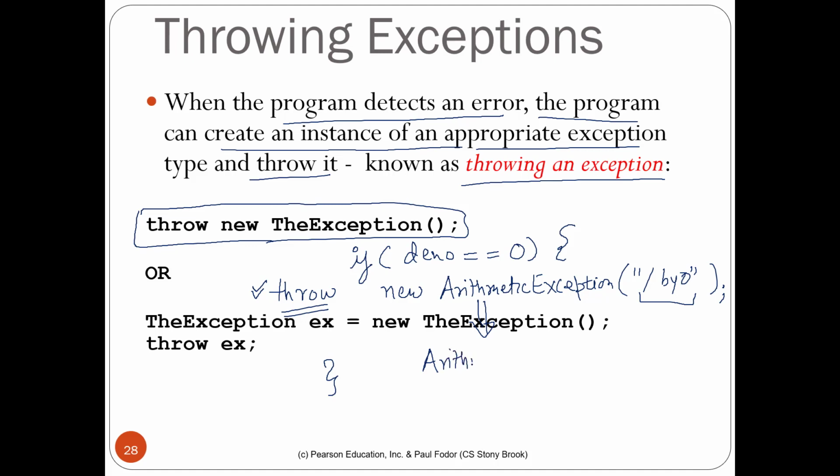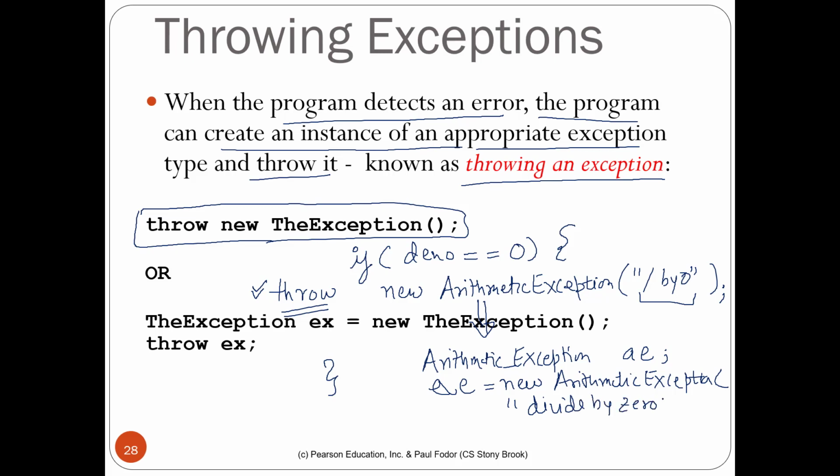If you want me to, I can write this same statement like this. I can say arithmetic exception AE. A is the arithmetic exception. I'm splitting that into 3 lines, but that is okay. Then you can say arithmetic exception AE is equal to new arithmetic exception, and now you will write divide by 0. Then in the third line you will say throw AE. So all these 3 statements are equivalent to the statement right here.